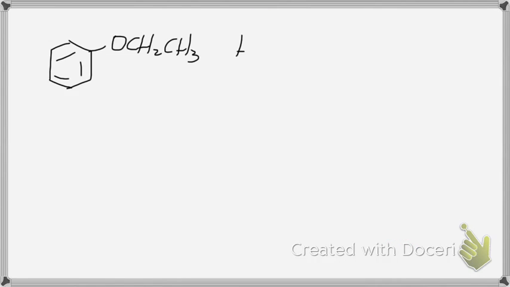But I want you to take a look at this next reaction. We have an aromatic ether. On one side it's a benzene ring, on the other side of the oxygen it's an ethyl. We still have excess HBr. What product will you get? Will you get two alkyl halides or no?